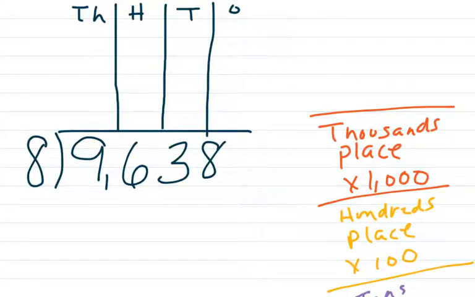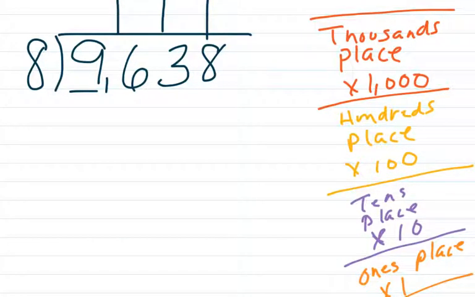So now we have the number 9,638 divided by 8. As always, remember, when we're looking at the thousands place, which is right here, we're going to be multiplying by 1,000, hundreds place times 100, tens place times 10, and then the ones place times 1.